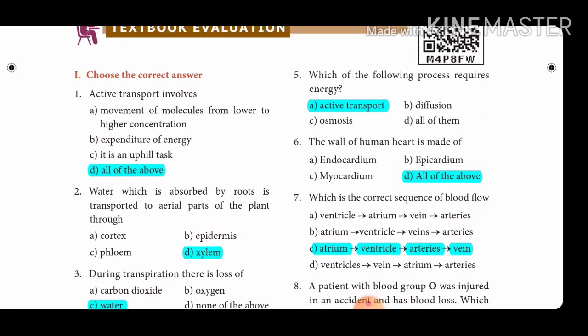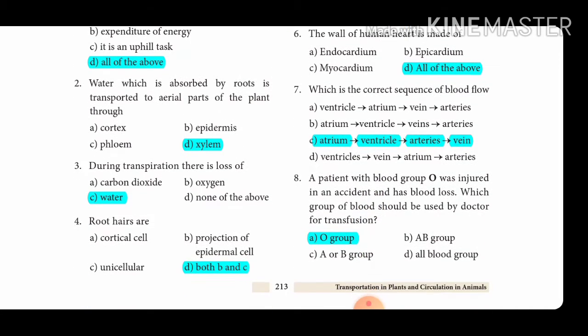Then fifth one, which of the following process requires energy? Active transport. The wall of human heart is made up of all of the above. That is endocardium, epicardium, and myocardium. Which is the correct sequence of blood flow? That is answer C. Atrium to ventricle, ventricle to arteries, arteries to vein.